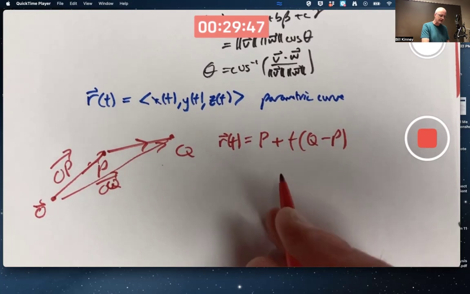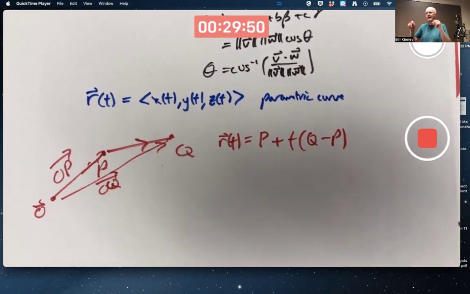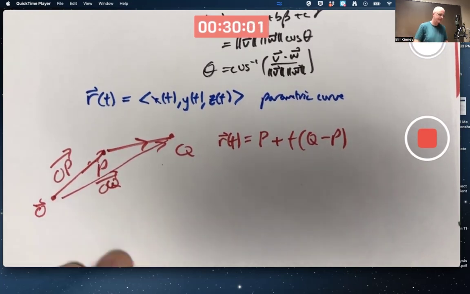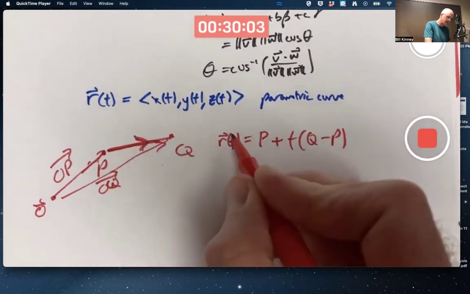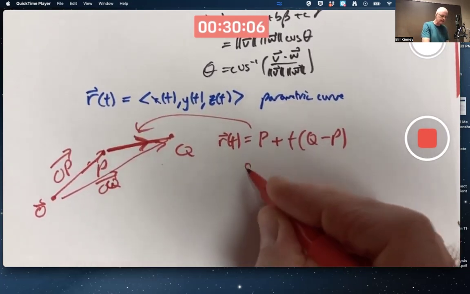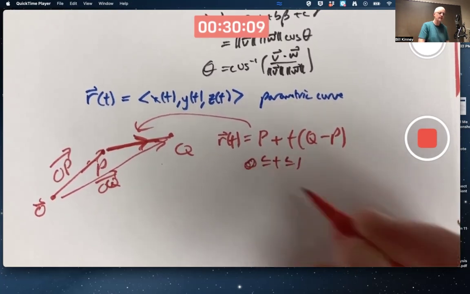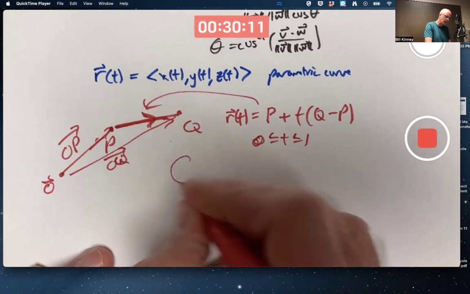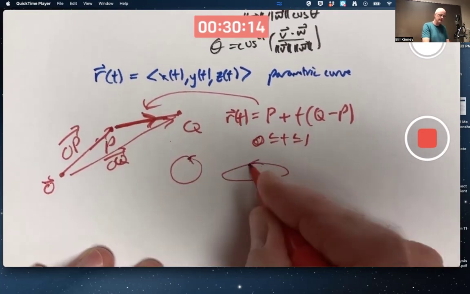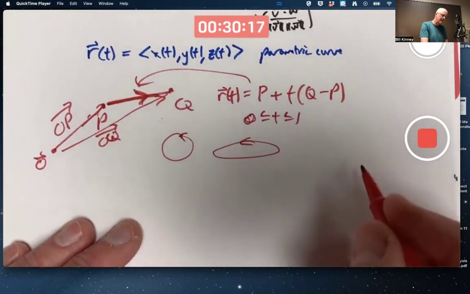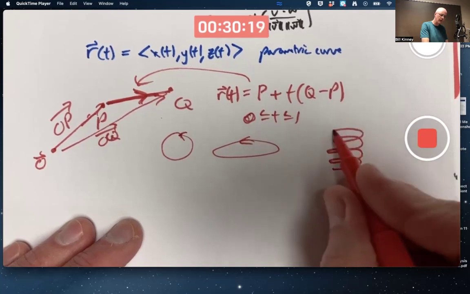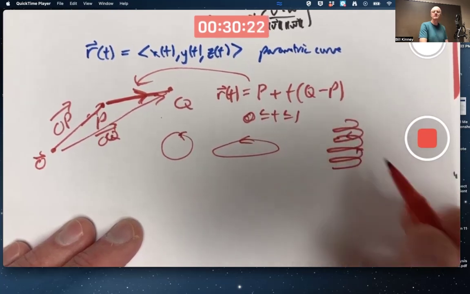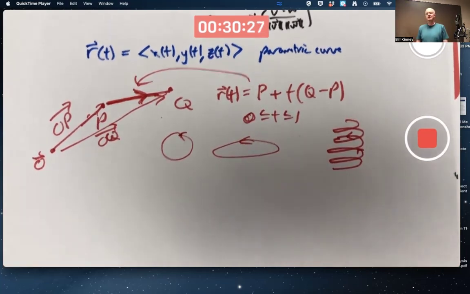But as far as actually computing this, you don't have to use the pointy bracket notation. You can use parentheses if you like, though in the end, since we're calling it a vector, it's probably better to use the pointy braces. Parametrizing lines. This is the line we're talking about here, and that would be as t goes from 0 to 1. Parametrizing circles is important. Ellipses. A helix, which is a circle where you keep going up. Came up sometimes. Parametric curves.